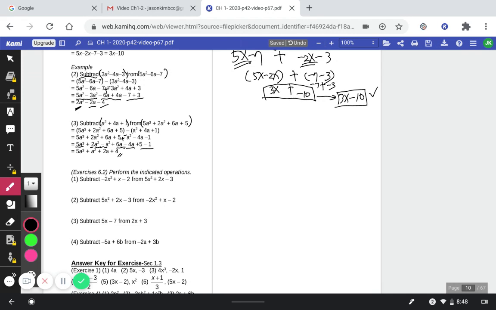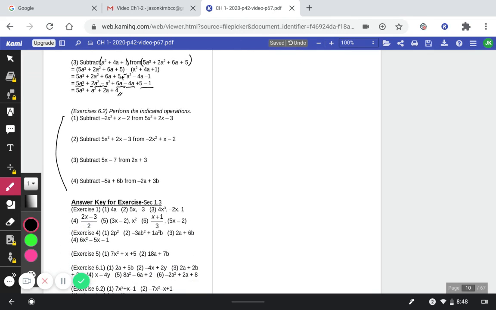So now again the practice. So pause your video and practice this exercise and check your answer with the answer keys. Here are the answer keys of all the exercises in this section.